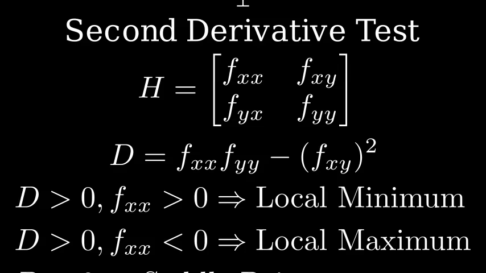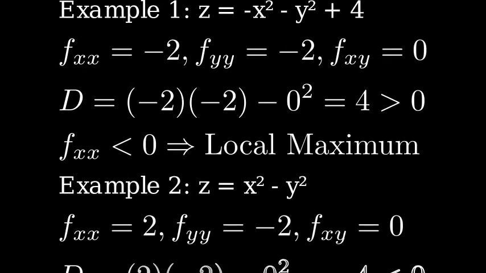If D is positive and f underscore xx is positive, then the critical point is a local minimum. If D is positive and f underscore xx is negative, then it's a local maximum. If D is negative, it's a saddle point. And if D is 0, the test is inconclusive. Let's see how this works with our examples.